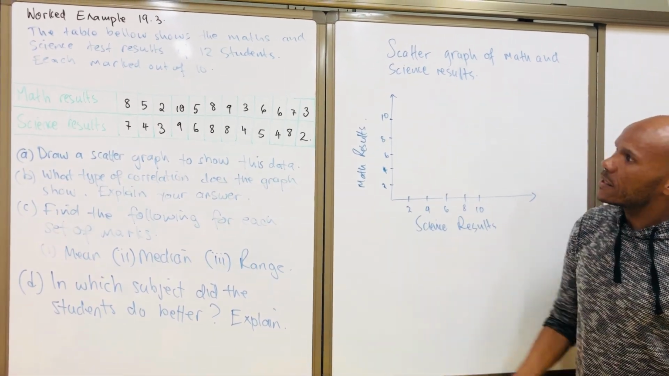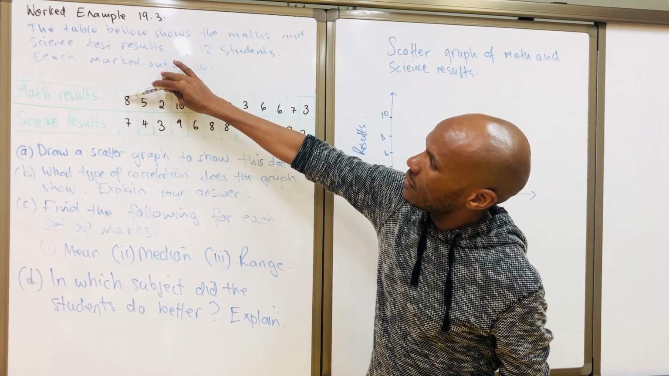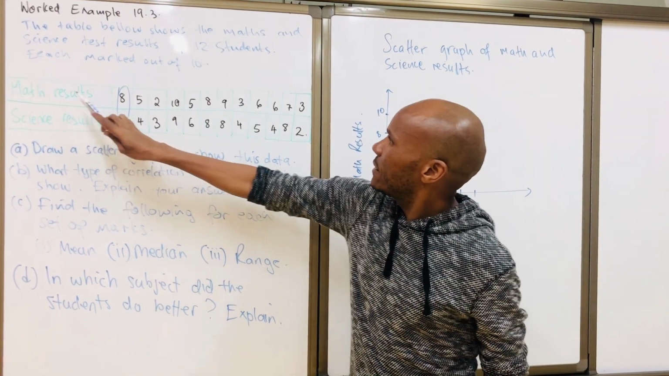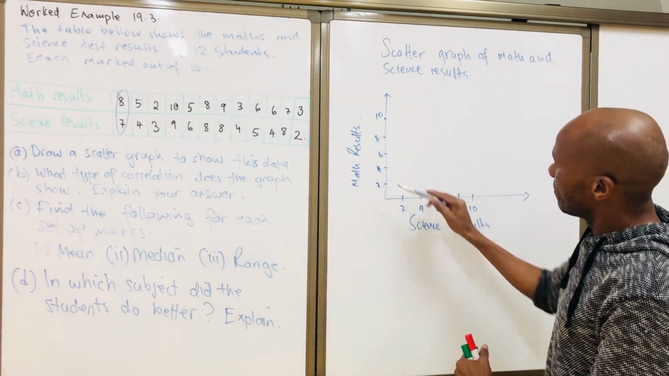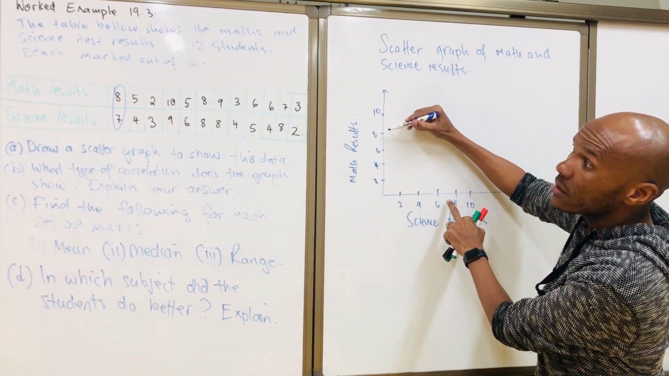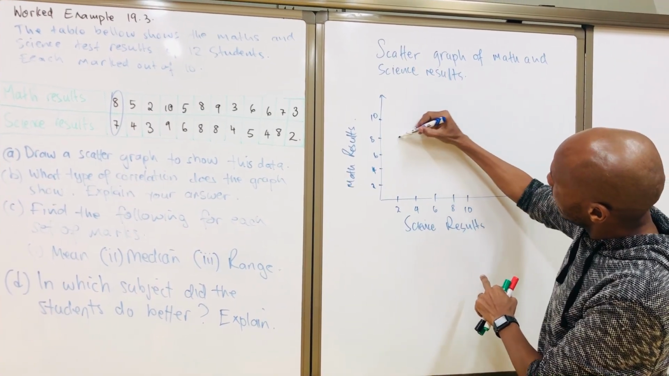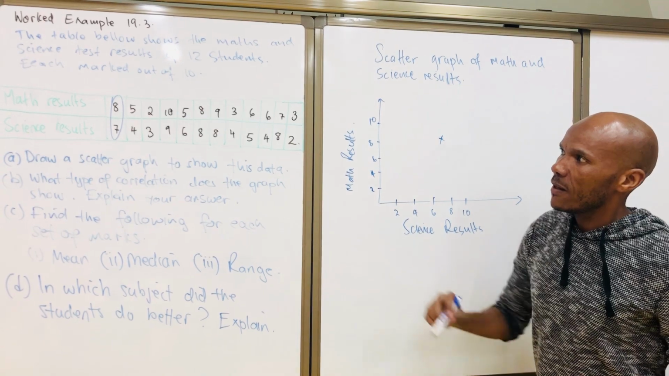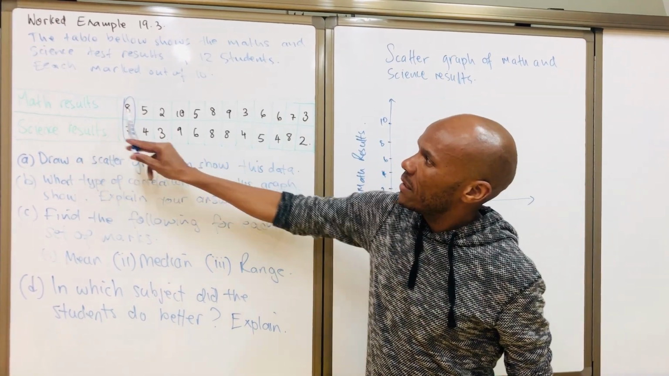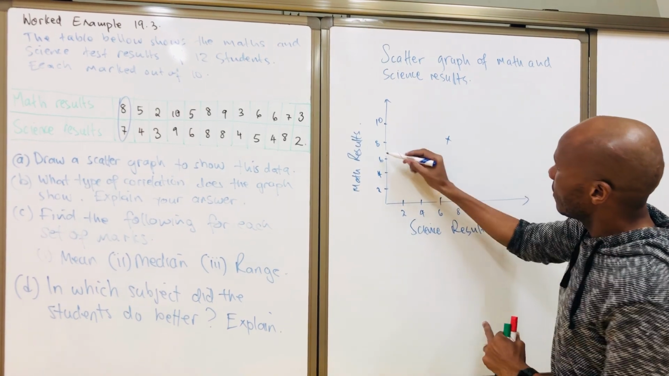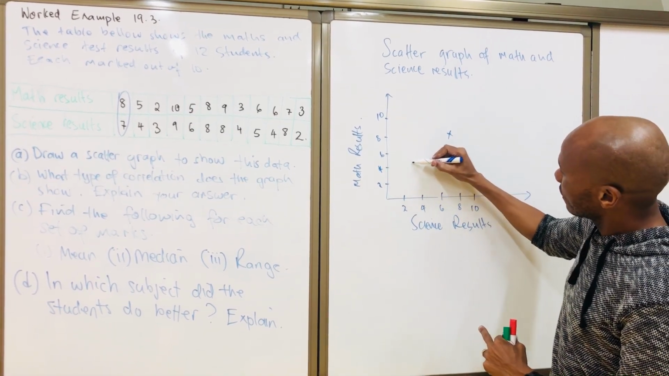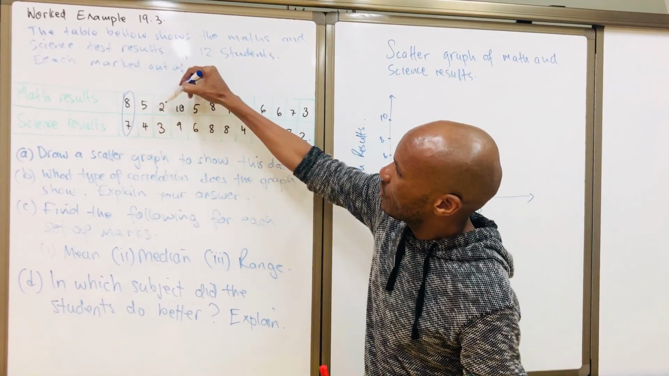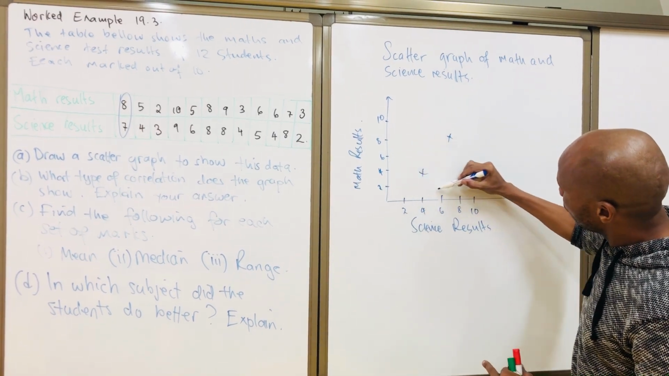All right, so then let's plot. Now, 7 and 8 will be your coordinate. Maths 8 and science 7. So we're looking at our point that will be there. And then maths 5, science 4. So we're looking at that point there. And then maths 2, science 3.